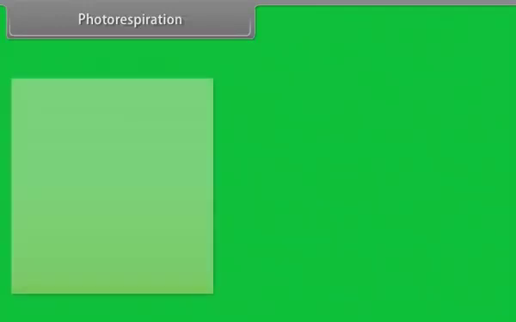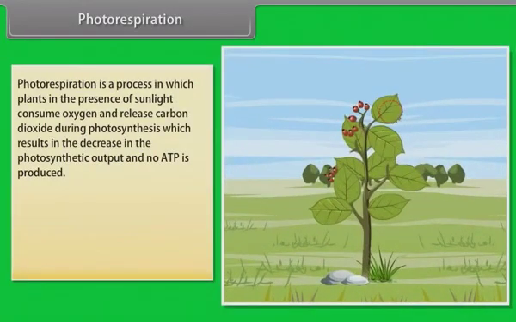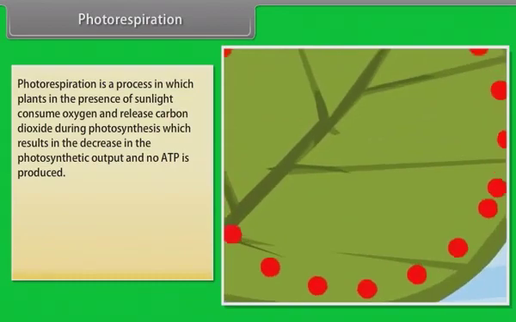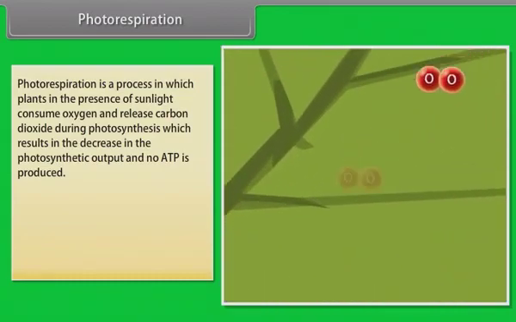Photorespiration. Photorespiration is a process in which plants, in the presence of sunlight, consume oxygen and release carbon dioxide during photosynthesis, which results in the decrease of photosynthetic output, and no ATP is produced.